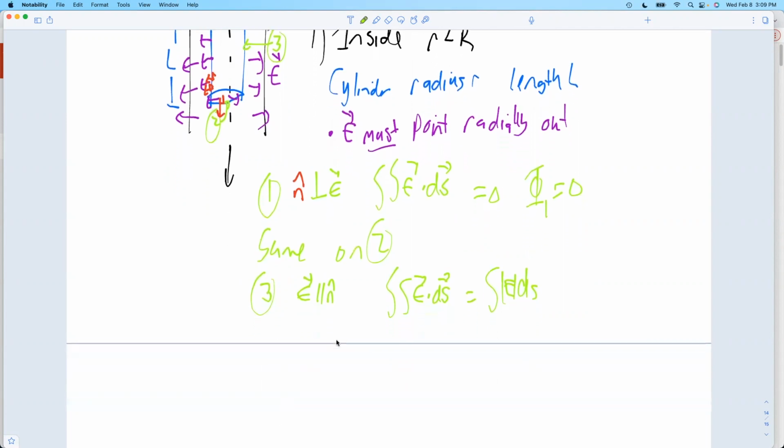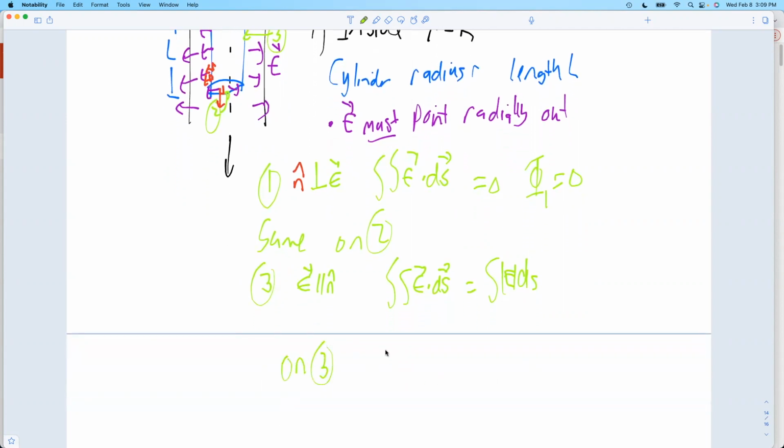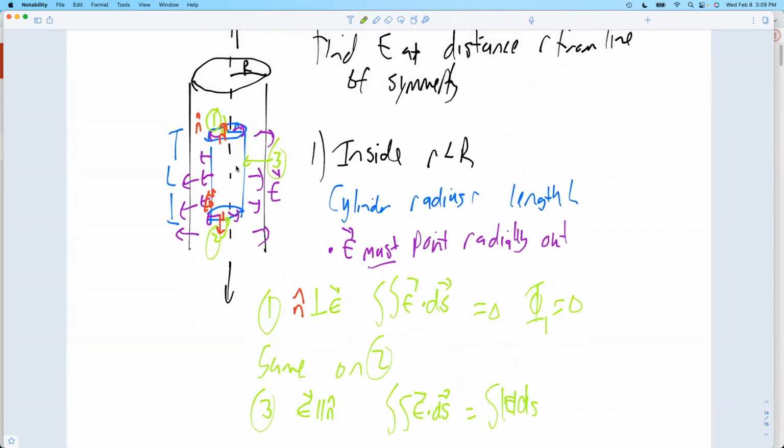On this surface, though, on surface 3, E must be constant in magnitude. All the points on this surface are the same distance away from the center. The universe literally can't tell the difference between this spot right here on the label and this spot on the label. I could rotate my coordinate system around and turn one of those into the other. E has to be the same because they're all the same distance away from the axis of symmetry.